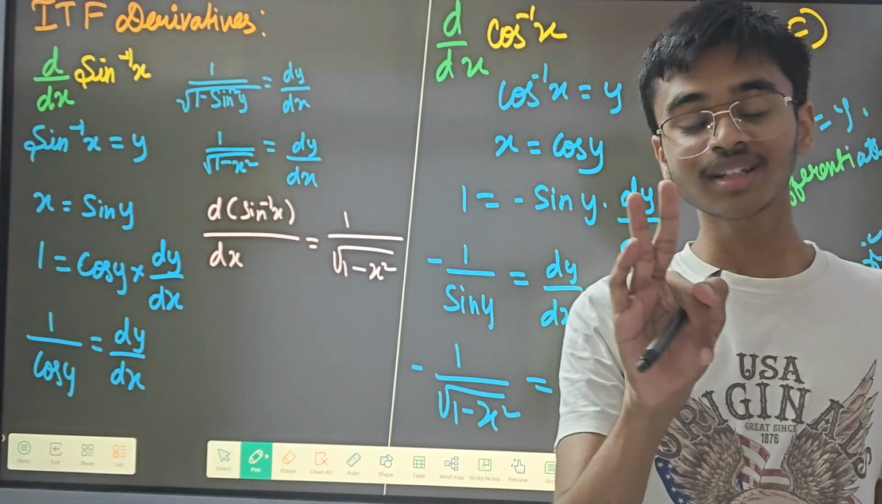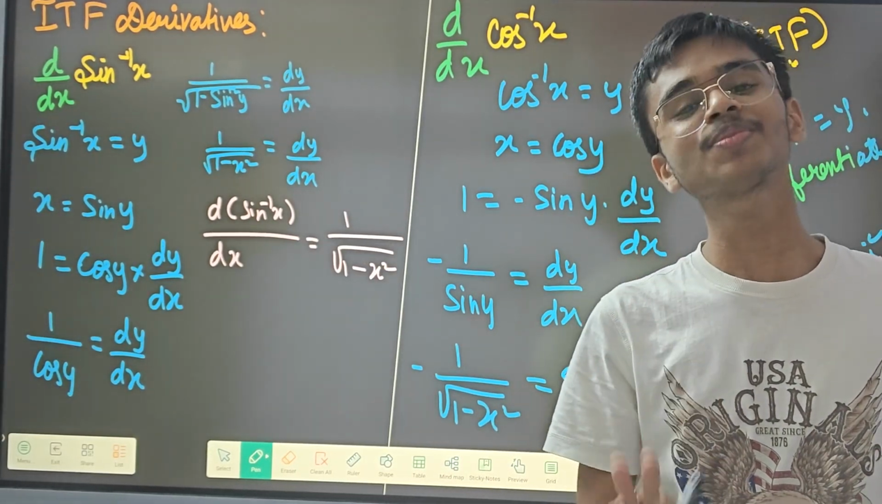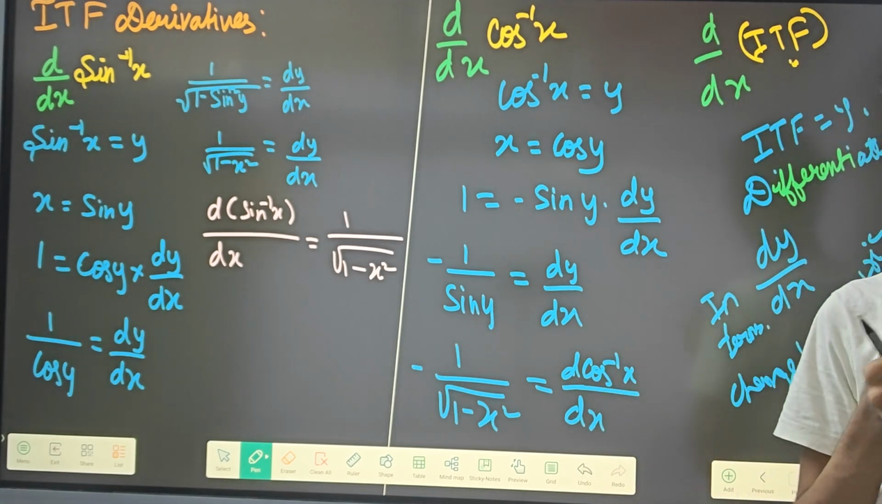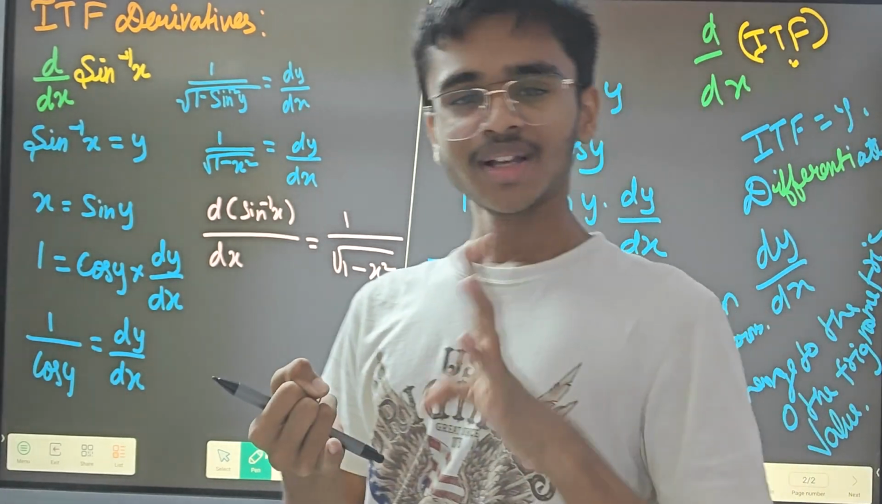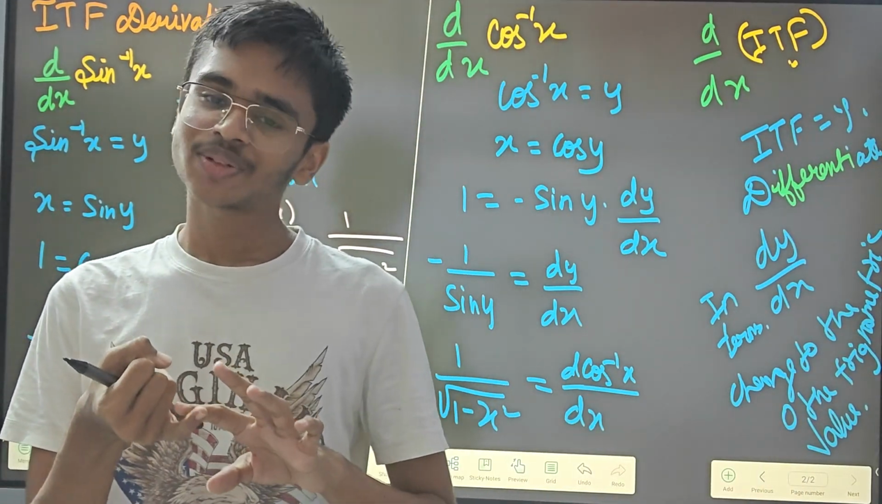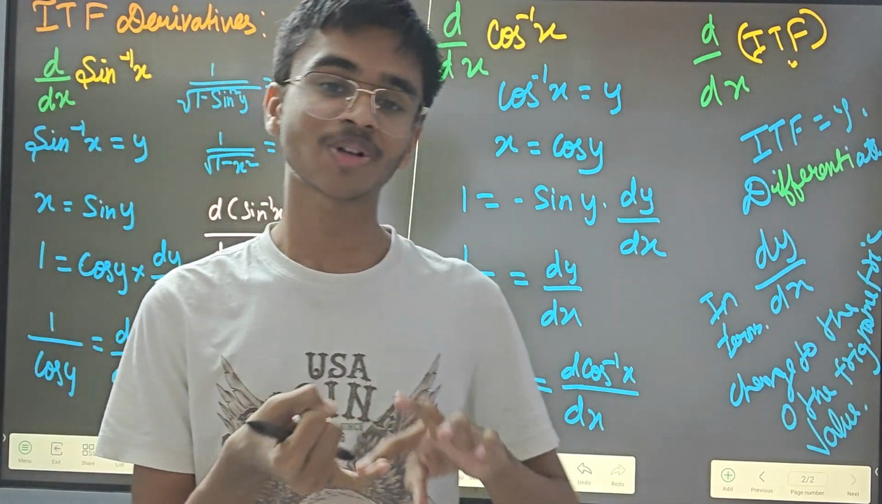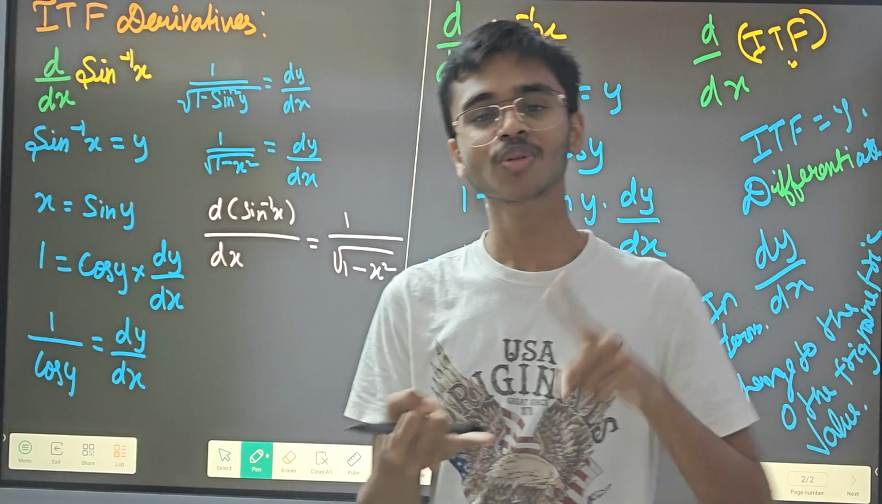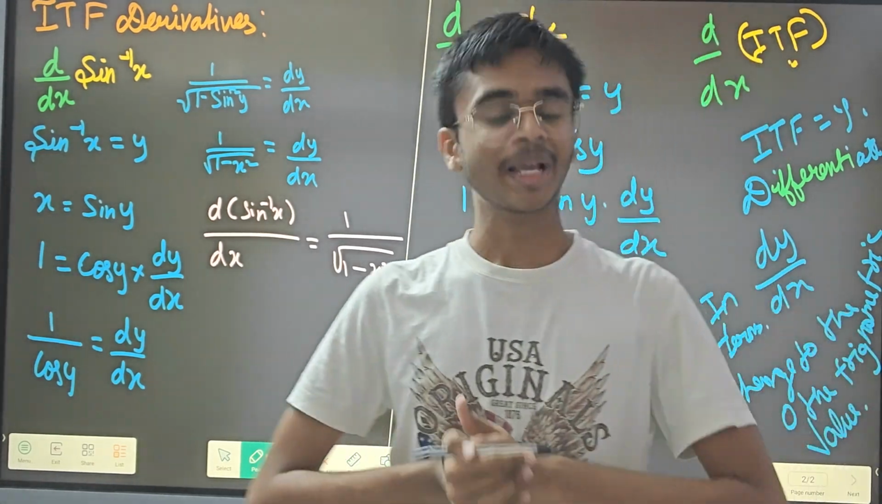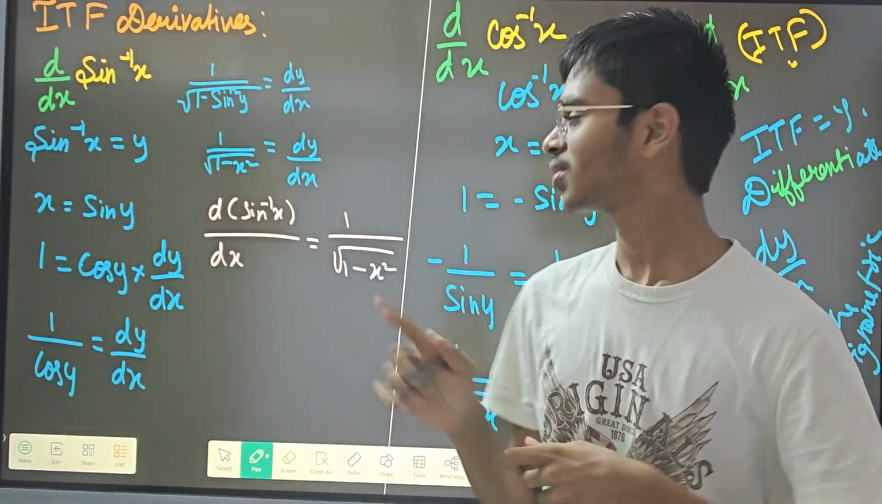Further, those three golden important principal identities are important. What are they? Sine square x plus cos square x is equal to 1, then tan square x plus 1 is equal to sec square x, then cot square x plus 1 is equal to cosec square x. Okay, all these are important.